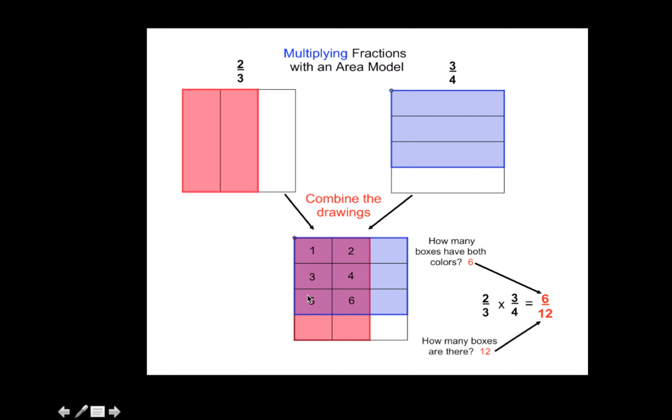Well, when you combine that, and you would do this onto the same square, you ask yourself the questions. How many boxes have both colors? 6. So that's your numerator. And then how many boxes are there in all? 12. So that's your answer. 6/12. And then when you reduce that, you get that that is a half.